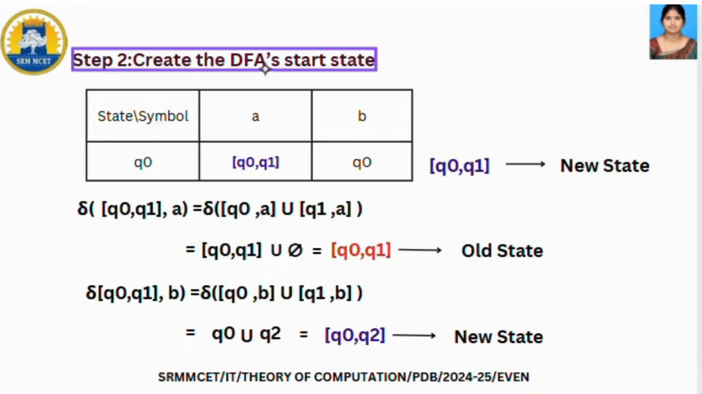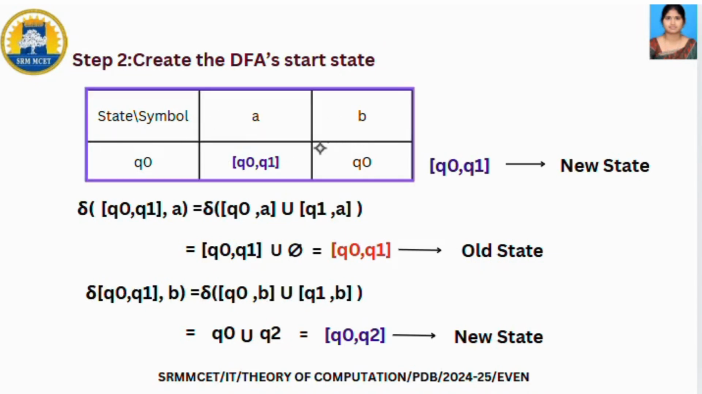In step 2, we have to create the DFA start state. Here we have to find the initial state, that is Q0. In the NFA, the start state is Q0. For Q0 we have to find the transition using A and the transition using B. Q0 using A gives the states Q0 and Q1, and Q0 using B gives the state Q0.